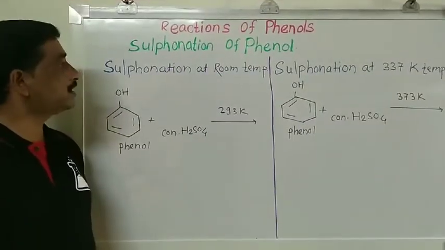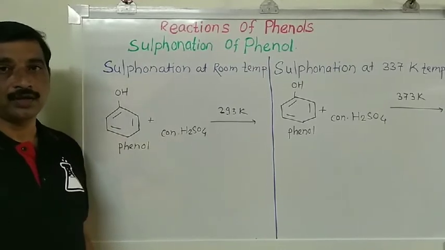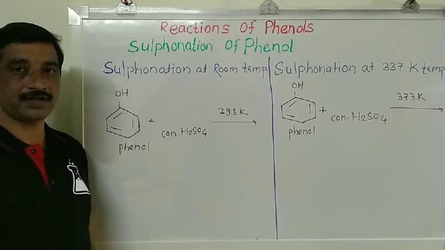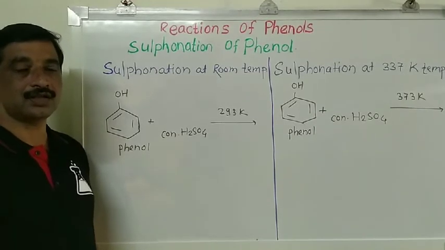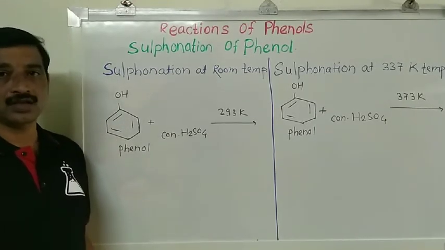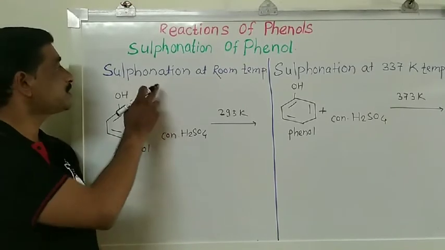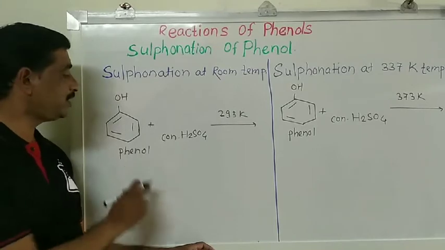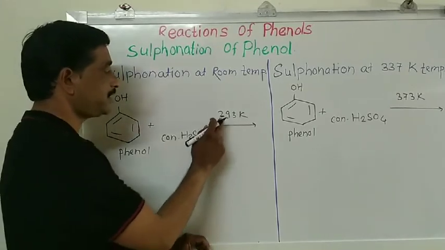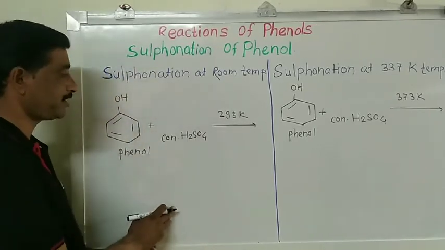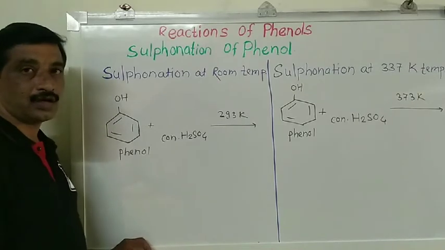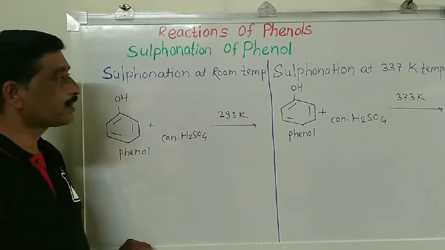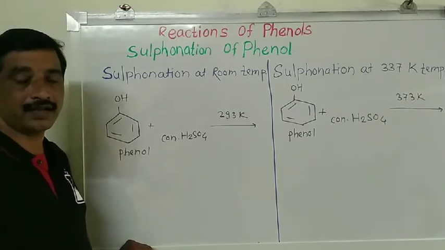Next reaction of phenol is sulfonation of phenol. Phenol reacts with sulfuric acid at 2 different temperatures and gives different products. Such a chemical reaction is known as sulfonation of phenol. So first we consider the sulfonation of phenol at room temperature. When phenol is reacted with concentrated sulfuric acid at 293 Kelvin temperature, then it gives orthophenol sulfonic acid. Then let us see how the chemical reaction takes place.